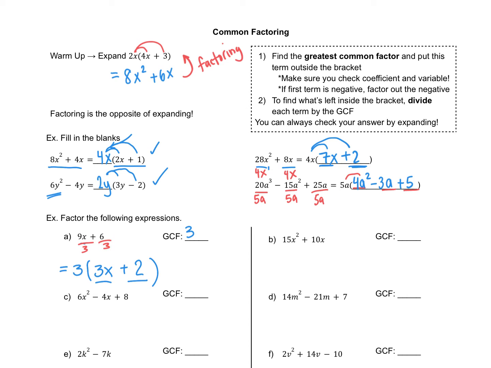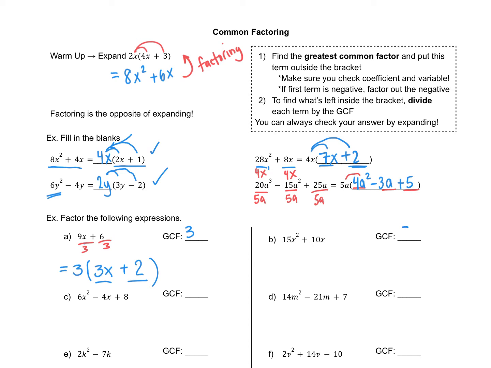Okay, so you can use that division idea. You could have also just asked yourself, 3 times what gives me 9x? And if you have a good grasp on your multiplication table, then you can say 3x right away. 3 times what gives me 6? 2, and so on. Okay, let's try the next one. We have 15x squared plus 10x. So first I'm going to look at the 15 and the 10.